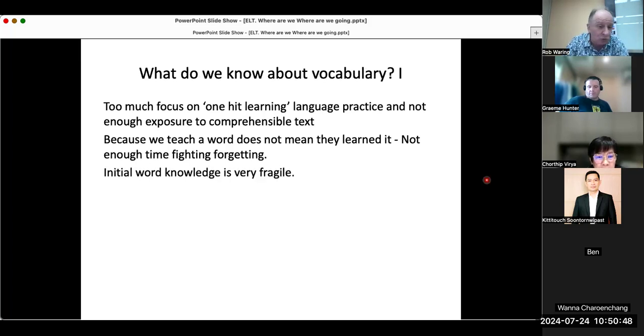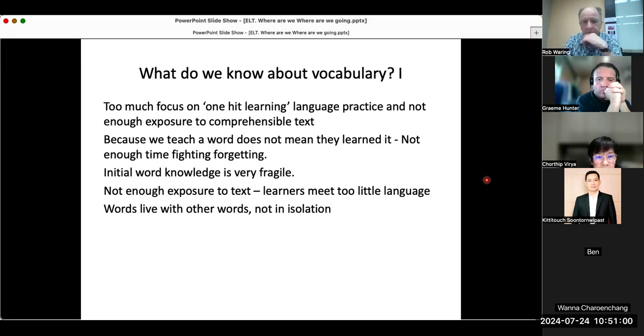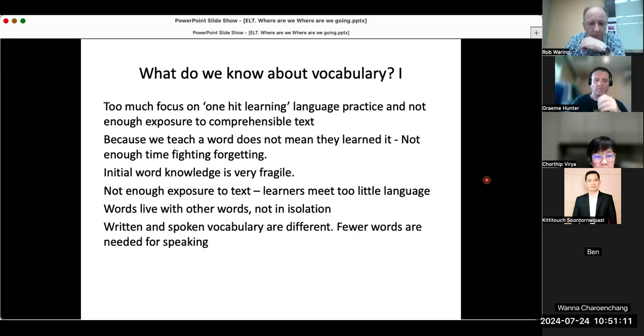Initial word knowledge, initial grammar knowledge is very fragile, very easy to forget. There's not enough exposure. Students meet too little language. We'll come to talk about that in a second. We also know that words live with other words. We know there are collocations, colligations, lexical phrases, phrasal verbs, multi-word units, and so on.